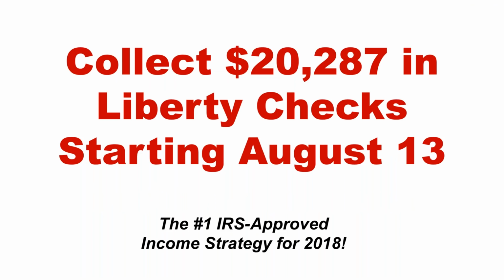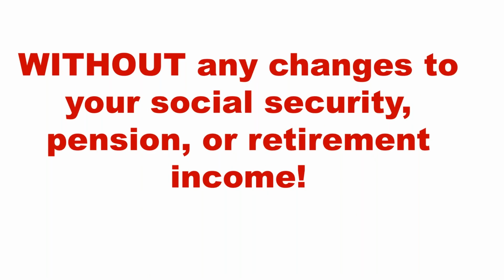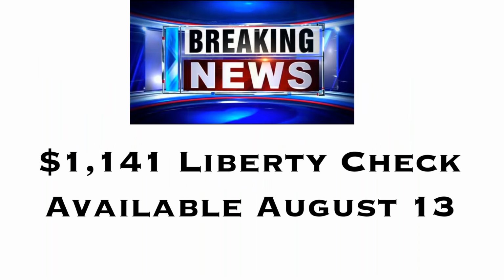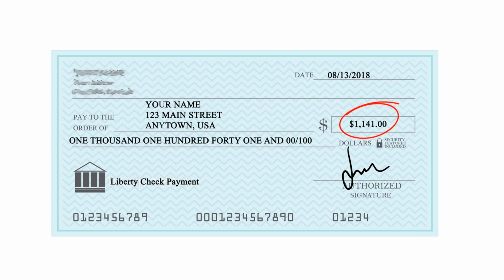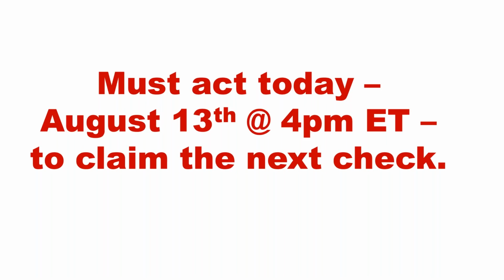Today's webinar is all about how to collect $20,000 in Liberty checks starting August 13th without using anything complicated like options or leverage, without getting a second job, without any changes to your Social Security, pension, or retirement income. And the real reason we're so excited about this is because right now there's a Liberty check opportunity that could pay you $1,141, and it's available today, August 13th. And so I'd like to walk you through this presentation, and Steve would like to give you all of the information so that you have an opportunity to collect this check with your name on it for $1,141. Now, some folks are going to be collecting $1,141 or even much more, but you must act today, August 13th, before 4 p.m. Eastern time to collect this check.